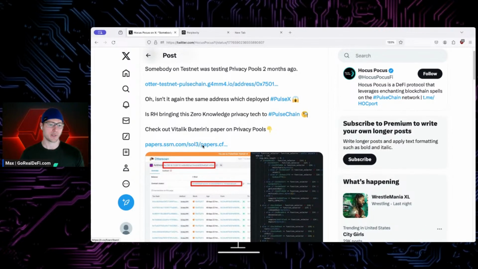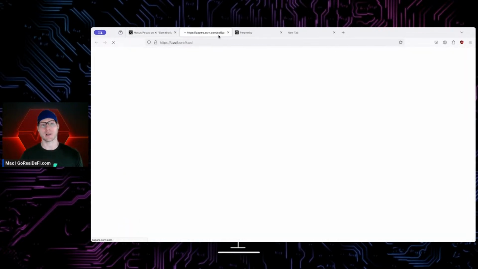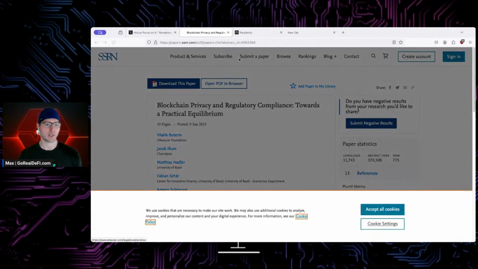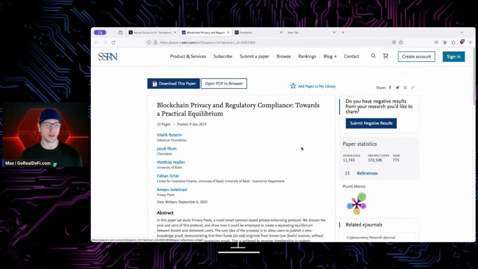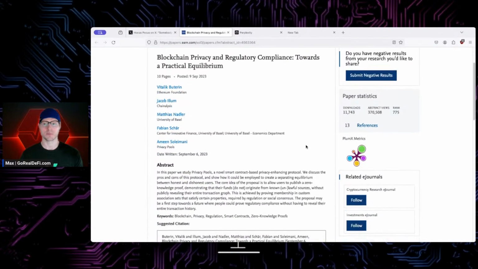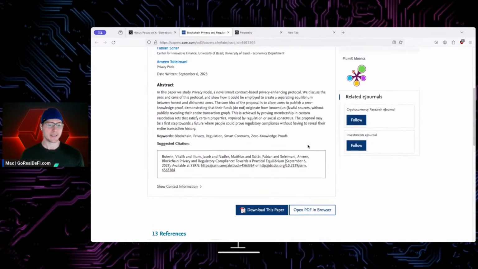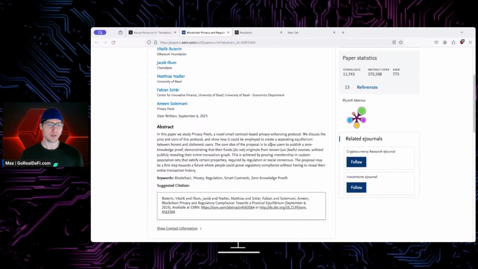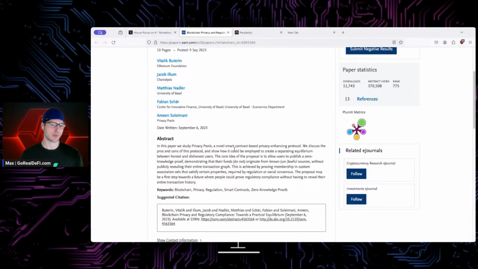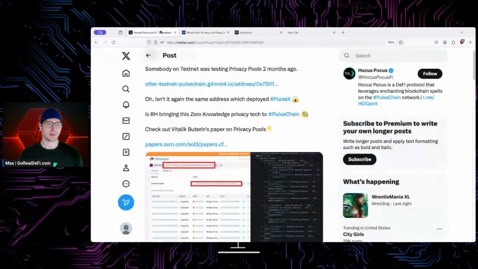They've got a paper here on privacy pools. Again, Vitalik has a great blog. Richard used to talk about his blog. I think Vitalik is like the only person Richard regularly referenced. So there's a paper you can read here on privacy pools, a novel smart contract-based privacy enhancing protocol. That's some of the really technical details. We're going to go back.